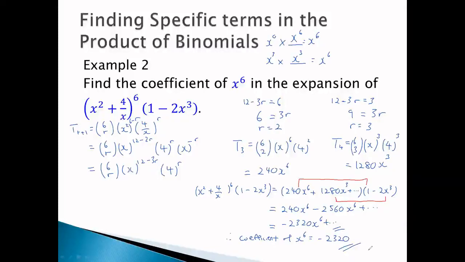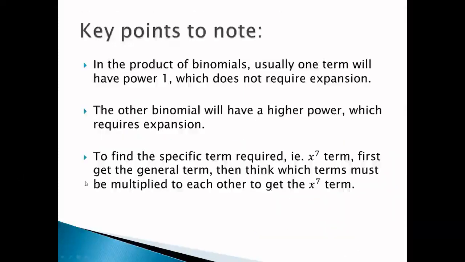All right, so we can move on. Key points to note: in the product of binomials, usually one term will have power 1, so you do not require expansion. The other binomial will have a higher power, which requires expansion. But we're not going to use expansion here. We're going to use the general term, right, to find specific terms. To find a specific term required, for example, the x to the power 7 term, first you need to get a general term, then think which terms must be multiplied to each other to get the x to the power 7 term.